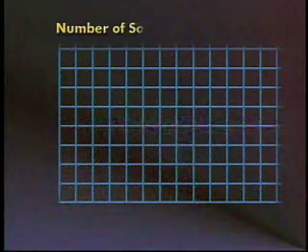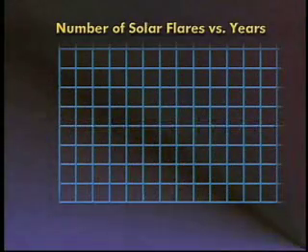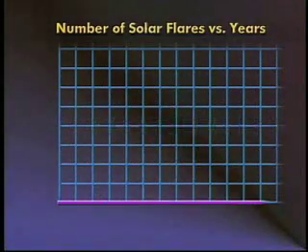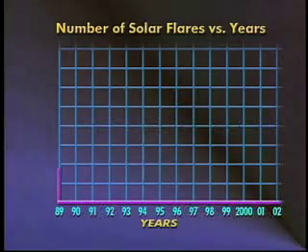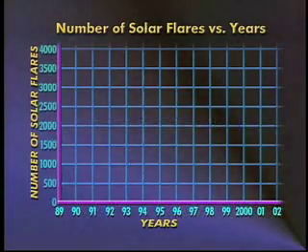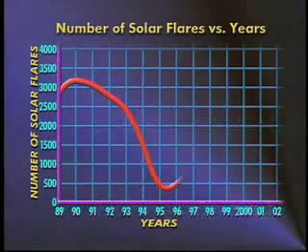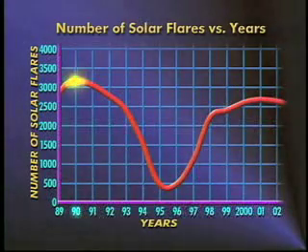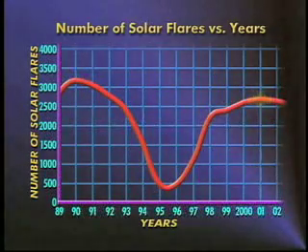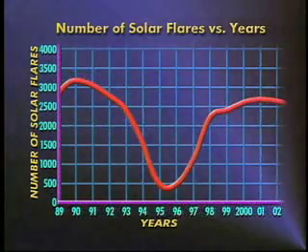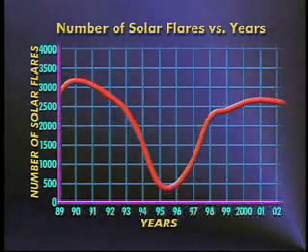The title of this graph is Number of Solar Flares versus Years. The horizontal axis, or x-axis, represents years, and the vertical axis, or y-axis, represents the total number of flares recorded. From the graph, we can see that we have a solar maximum in 1990 and one in 2001. We have a solar minimum at some point between 1995 and 1996.